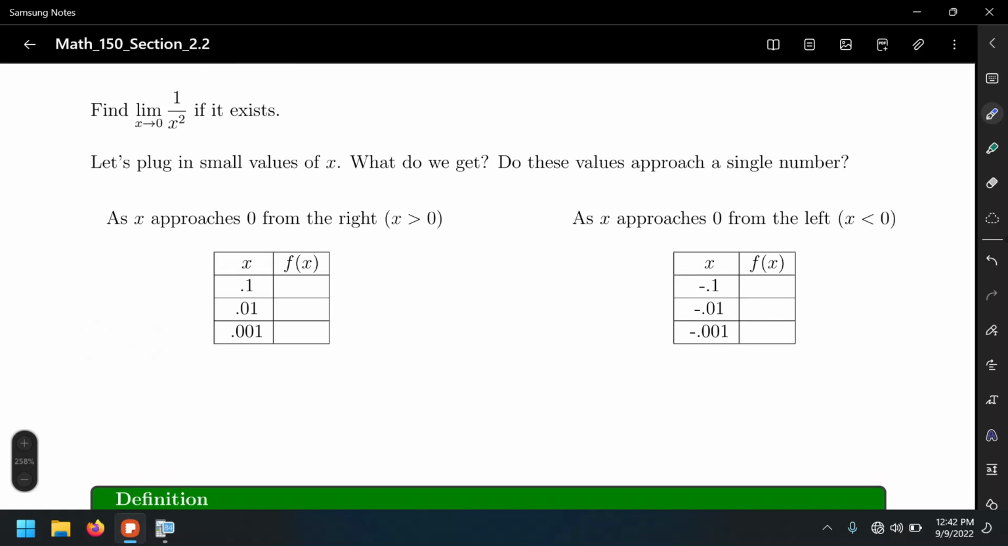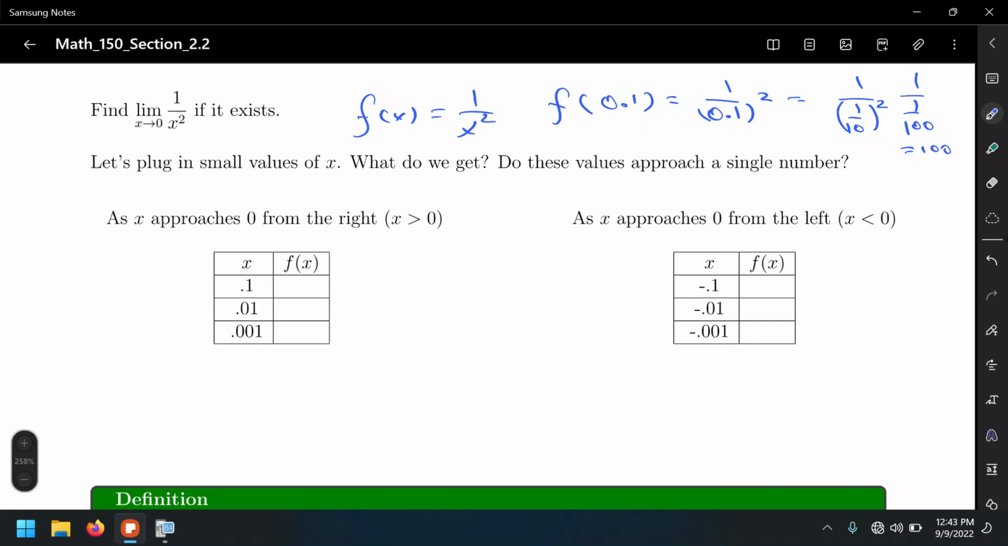Okay, so let's plug in some values of x, for the function defined by f of x equals 1 over x squared. Let's make a table of values. In this case, f of 0.1 is 1 over 0.1 quantity squared. Without using a calculator, 1 over 0.1 is 1 over 10, that's 1/10. Square that number, that's 1 over 100, which is 100 when we flip the fraction.